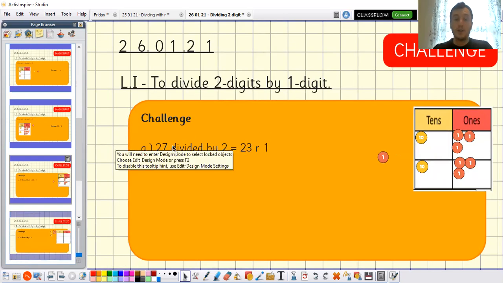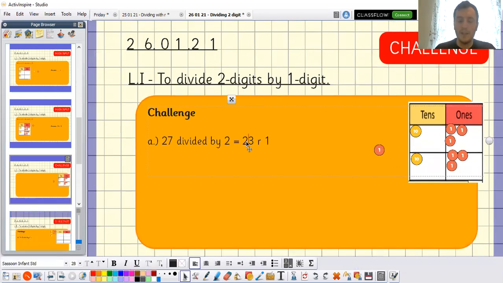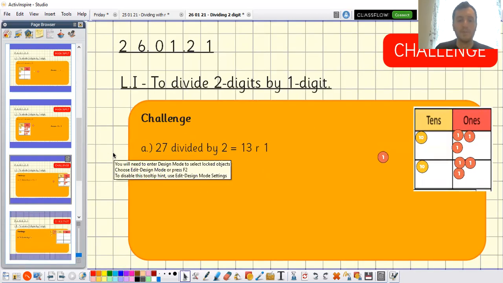Well done. Sorry, not 23. Mr. Foster's made a mistake there. I'm sure some of you were shouting at the screen saying, Mr. Foster, that's not correct. It's 1 10 in each group and 3 1s, so it's 13, remainder 1. Well done if you managed to get that answer.